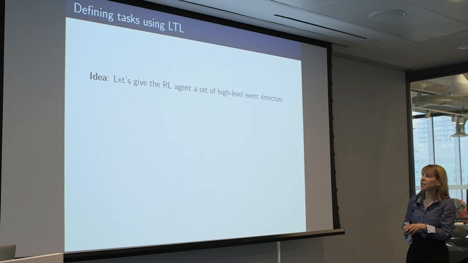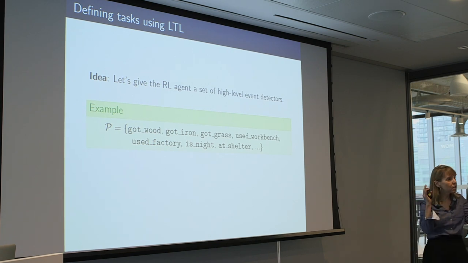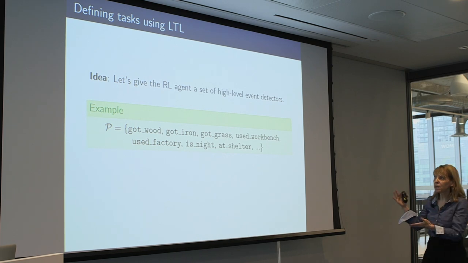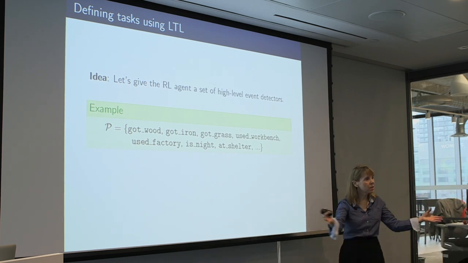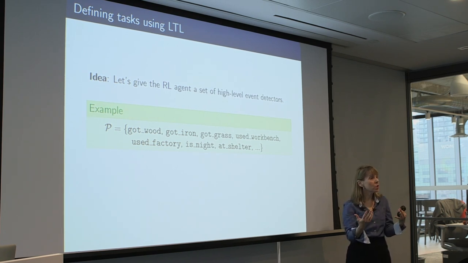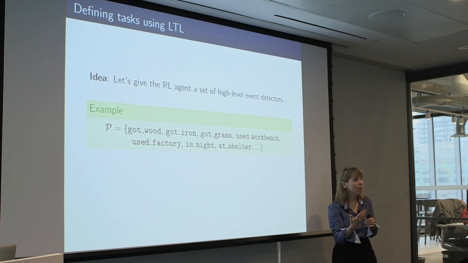So first, how do we specify tasks in LTL? Let's give the reinforcement learning agent a set of high-level event detectors. And this is sort of the key to at least some of what we've done. In this particular scenario, the state is complex, and the actions in the state are move, move, move, move, move. But we want to be able to describe instructions in a way that a human understands. So we assume that we have a set of event detectors, a set of objects that we recognize in the world or properties that we can recognize in the world, something like a relational representation of the world. And we have associated with those a set of event detectors that we can use to assess the truth or falsity of those properties within the world.